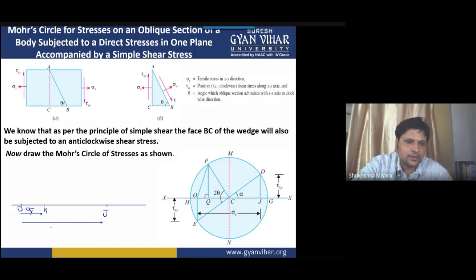All right, and this is sigma x. Now basically in the previous step, if there is only biaxial loading, no pure shear, no shear stress acting, then we would have found the center of this and drawn the circle. But here the problem is that there is no sigma y, so we will not consider sigma y here, students.